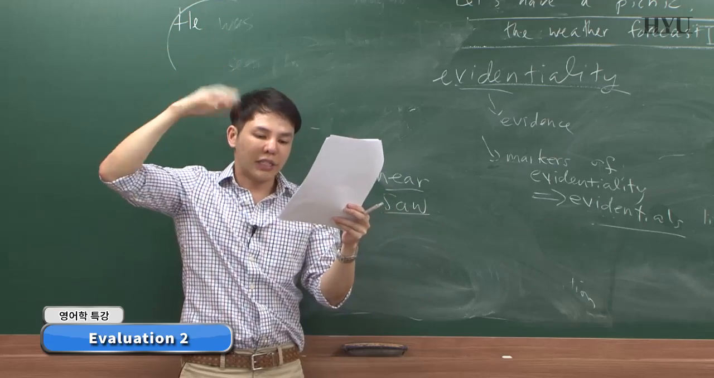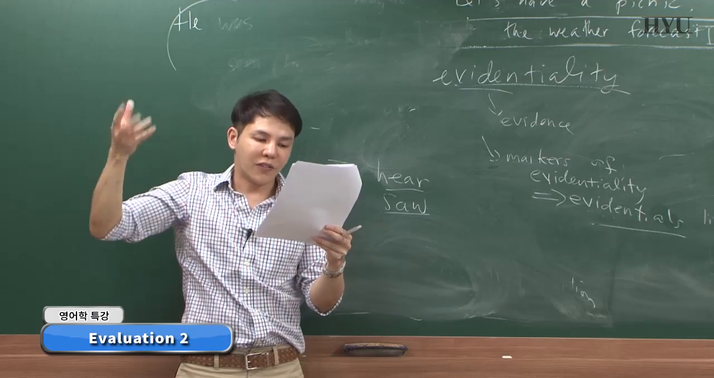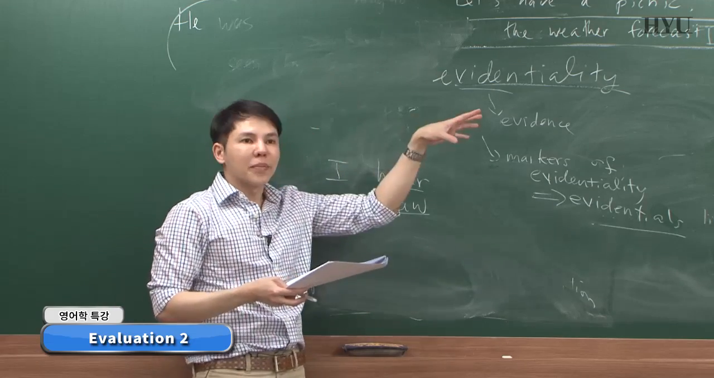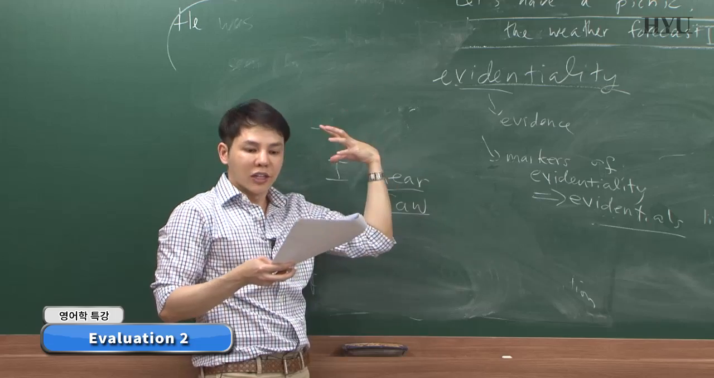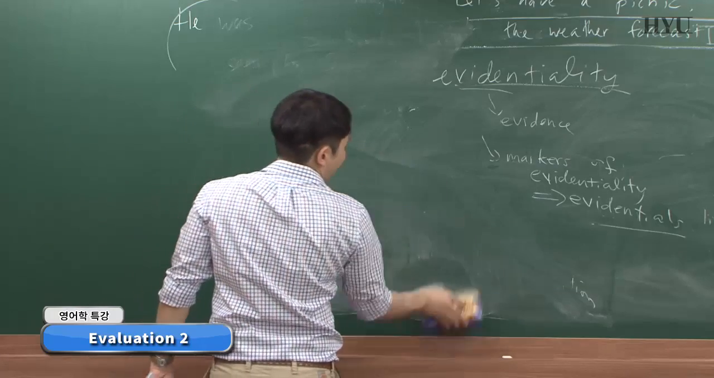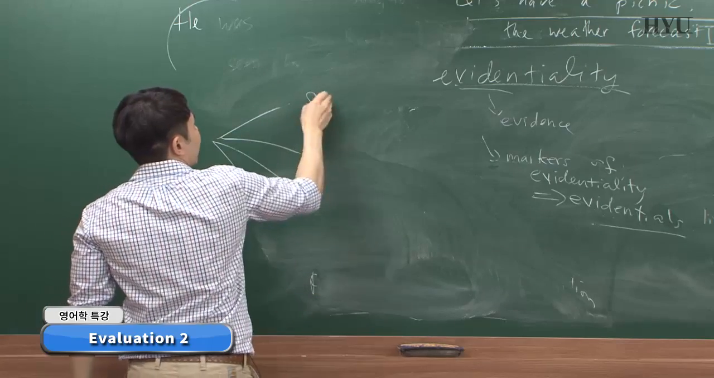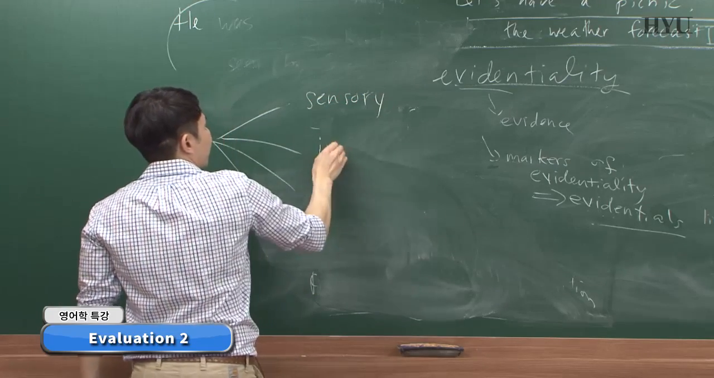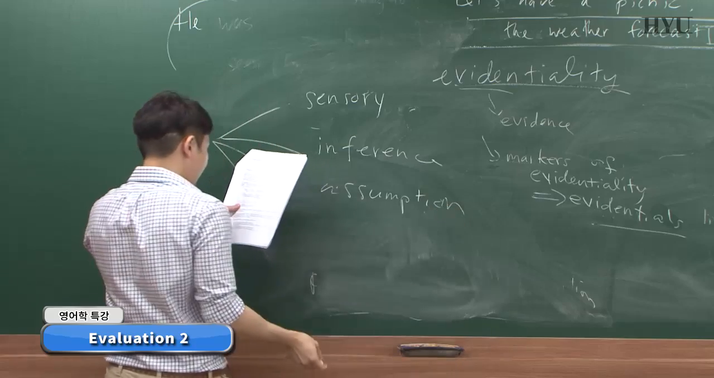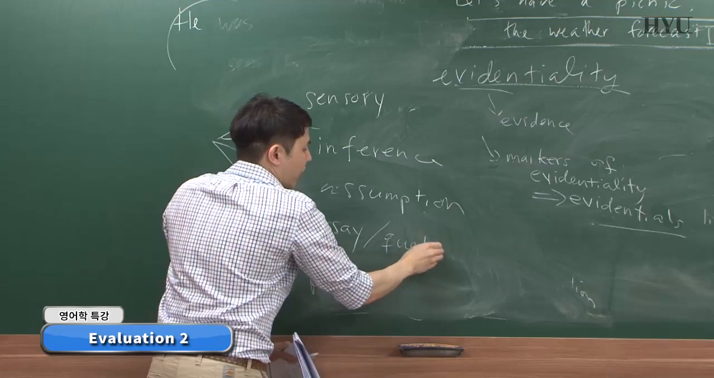Sensory perception, this is towards the end of page 5. Sensory perception, inference. Inference is based on an inference from visual or tangible evidence or result, meaning that you may have seen something and you have thought about it, so you make an inference. And assumption has to do with the knowledge that you obtain from believing, from thinking. So sensory is one, and then inference, and then assumption, and then hearsay, or you can call it quotative.